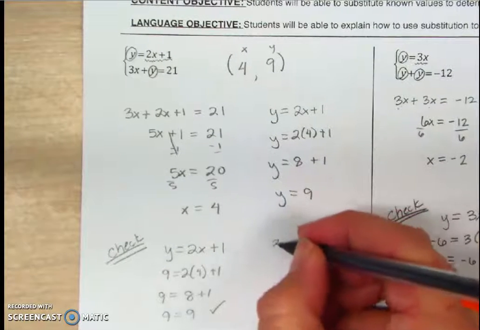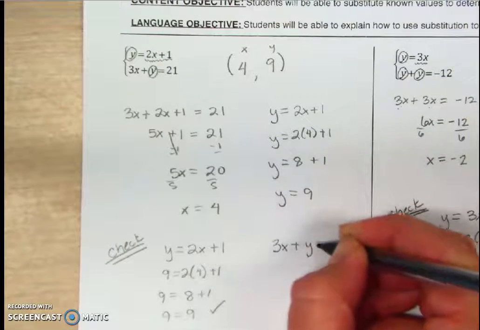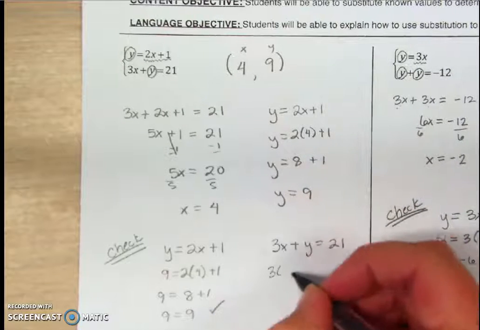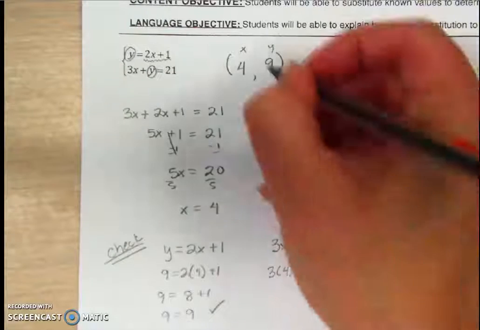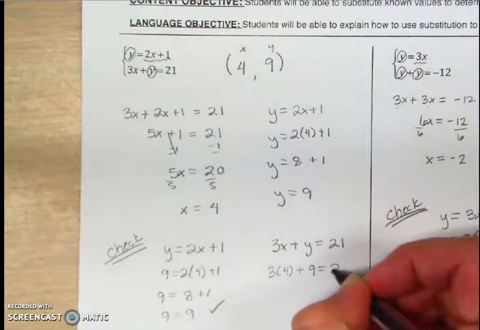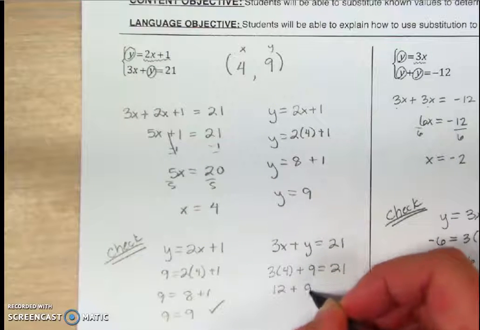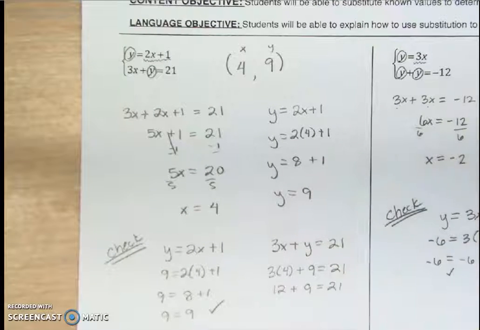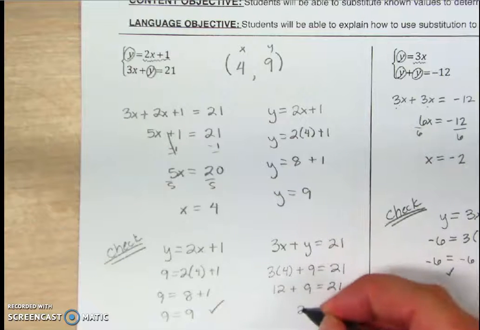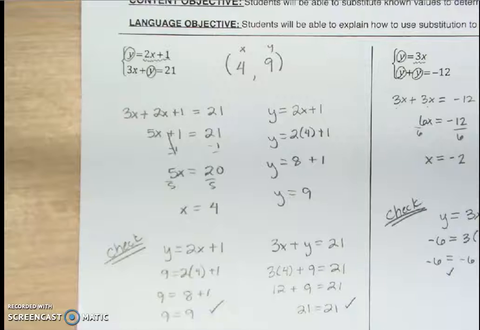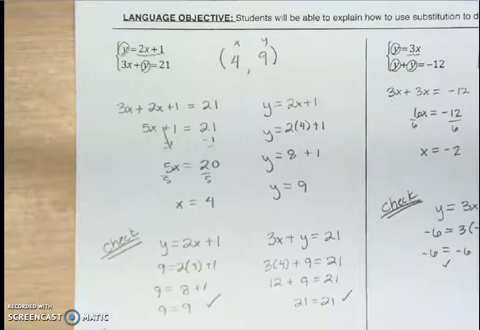Now the second equation, 3x plus y equals 21. That means 3 times 4 plus 9 should equal 21. 3 times 4 is 12, plus 9 should equal 21, and 12 plus 9 is 21. Check. So we know because our answer worked for both equations, it is the correct answer.